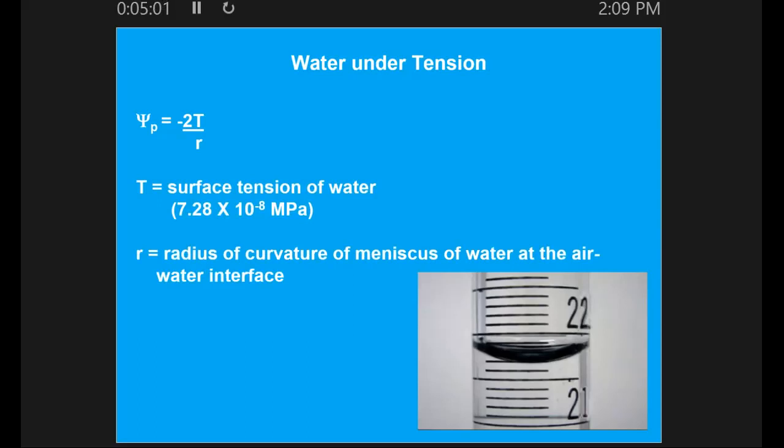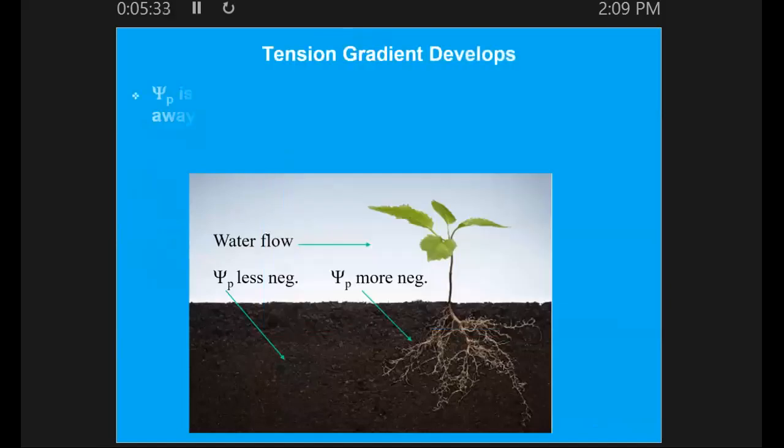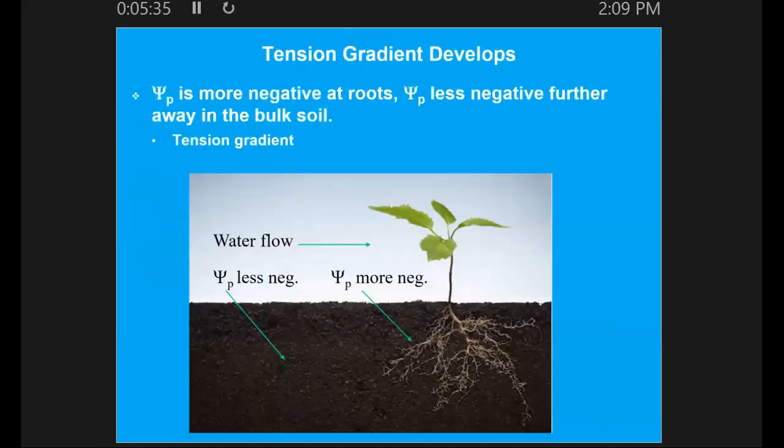It's the radius of that curvature. And if you put a small number into the denominator, you get a big overall number. So what this is saying is as you get a really small radius, you're going to get a really negative Ψp, which means it's tension. That's the definition of tension, negative pressure. And so you get a good negative pressure or tension right at the roots. And if you go out further away from the roots, then the tension is less on the water.